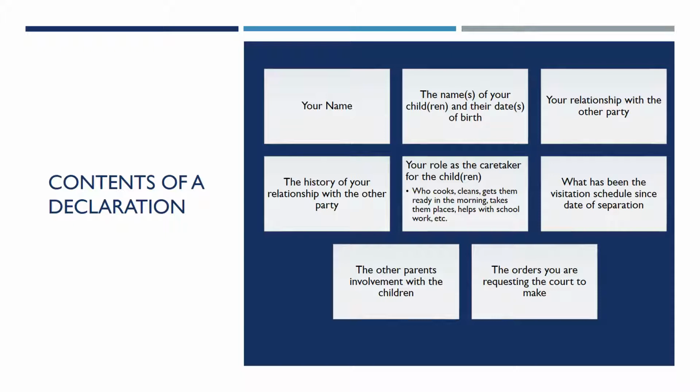Your relationship with the other party and the history of your relationship with the other party are also important. You're going to describe whether the other parent was married to you, whether you just had children together, were you ever living together, is the other parent on the birth certificate, if you are living together currently, how long were you living together, how long were you apart.